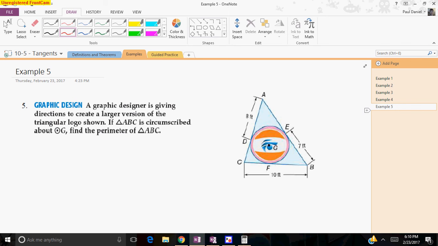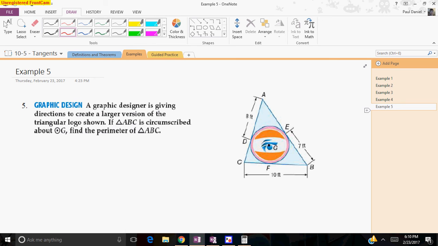Alright, and our last main example before we get to a couple guided practice problems, I want you to look at this one for a moment. Okay, we have this triangle set up here around the outside of a circle, and I've got that circle, or that triangle is circumscribed about that circle. I'd like to find the perimeter.